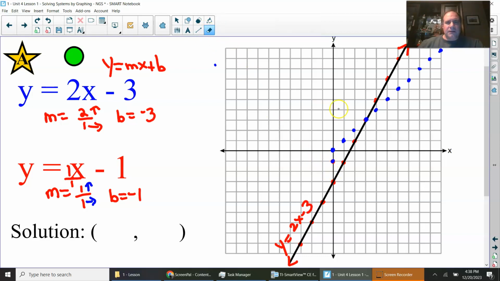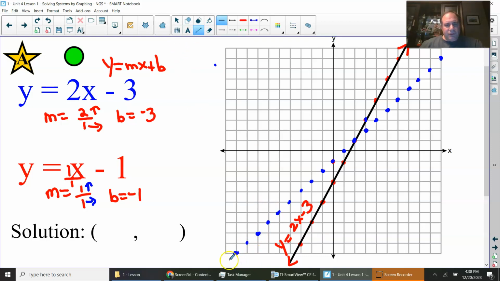Sorry, I am. Start at negative 1, and then you go up like this, and like this, like this. Trying to do that fast. And then down. Just like that.